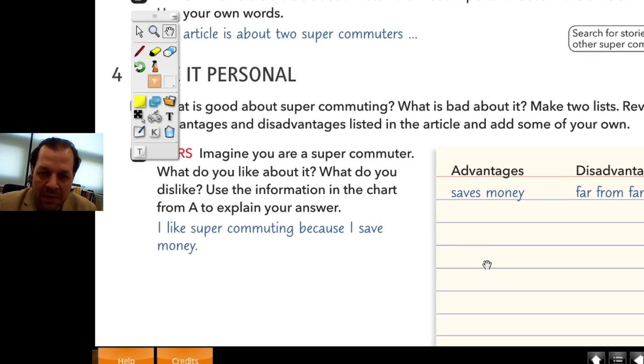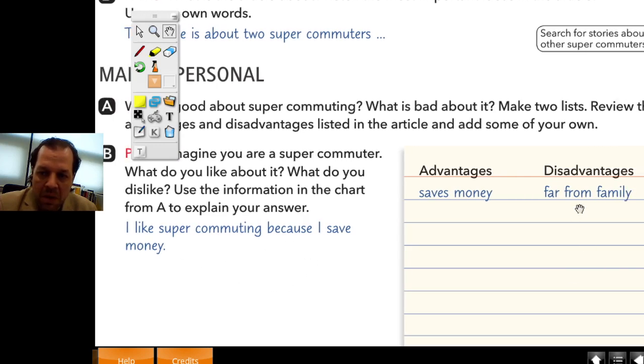Okay, so they give you an example. Advantages, it saves money. Okay, so I like supercommuting because I save money. What do you dislike? I dislike supercommuting because I am far from my family. Okay, that would be a second sentence that you could add here. And also, depending on your own likes and dislikes, you can have your own sentences. Again, book or post-it, because there's not a lot of room in your student book, for your sentences.